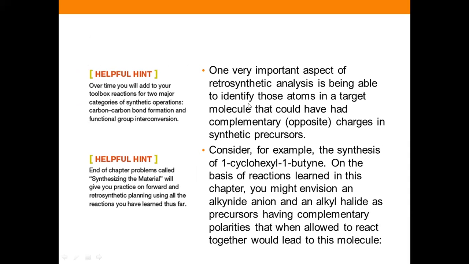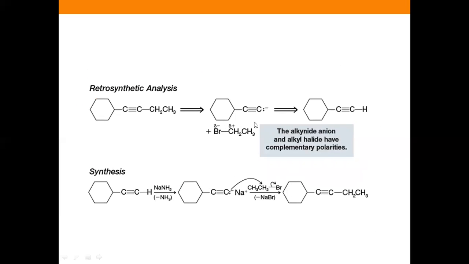of retrosynthetic analysis is to identify those atoms in the target molecule that could have complementary opposite charges. Okay, so for example, you have this one, the alkynide ion. You start with this material, and this is your target molecule, right? It's your target molecule, so you have to consider what will be your precursor. If this is your target molecule, you start with this alkynide ion, and then before this one, what is the starting material before this? So this is the retrosynthetic process.